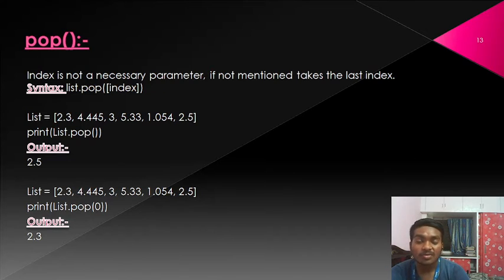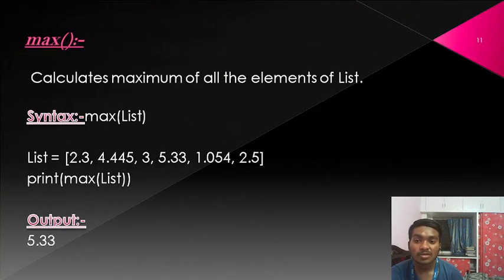Now we are giving the same list as input. Again, list is equal to 2.3, 4.445, 3, 5.33, 1.054, 2.5. Print list dot pop of 0. Now we are removing the element present at index 0. The element present at index 0 is 2.3.